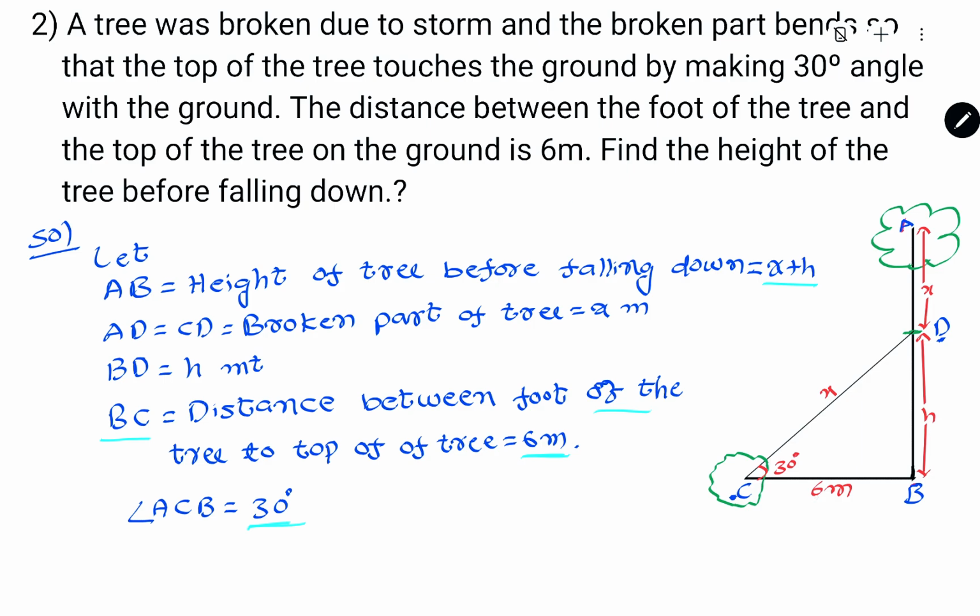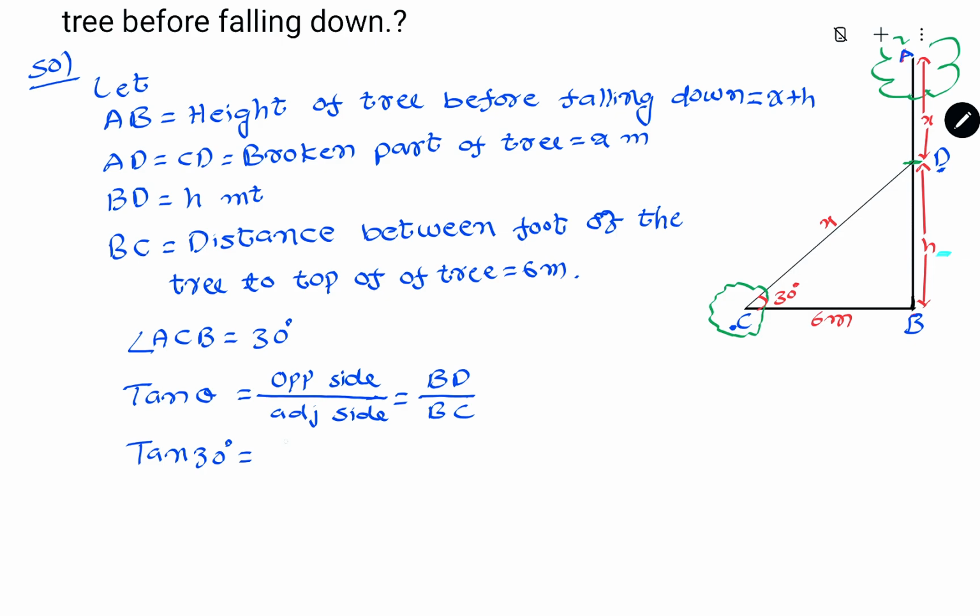For this we have the adjacent side and we need to find the height. For that we use the tan ratio. Tan theta is equal to opposite side by adjacent side, which is BD by BC. Tan 30, here BD is equal to h, BC is 6 meters, and tan 30 is equal to 1 by root 3. So 1 by root 3 is equal to h by 6. Do cross multiplication: 1 into 6, h into root 3.